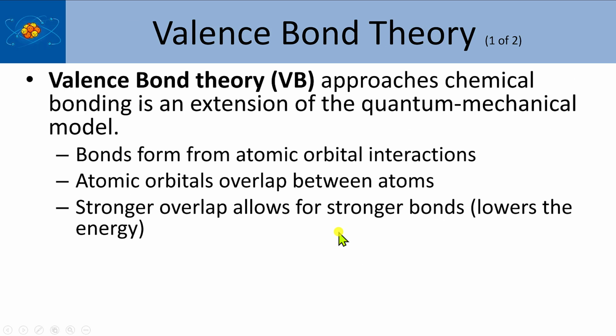So valence bond theory is the first theory that we'll be looking at. It looks at chemical bonding as an extension of quantum mechanics. What it does is it takes the orbitals of two atoms and allows them to overlap, and the overlap is where the electrons will go to form the bond. So these orbital overlaps are between the two atoms. If we have better overlap, it'll end up being a stronger bond. And if it's a weaker overlap, then we'll find that it's a weaker bond.